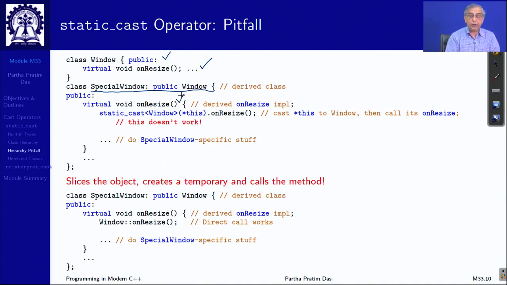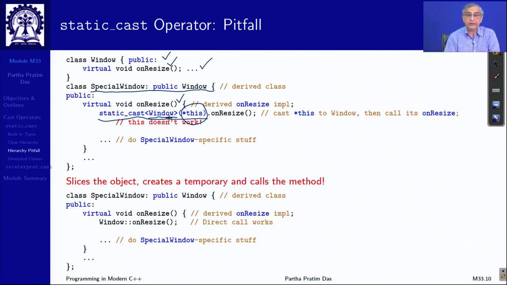So, when you resize, what you would want is that the basic functionality of the resize of the window, the parent class, should be called first, so that the basic resizing is done, and then the extra work that you need for the special window is carried out. Naturally, for this you want to call this function. So, one common mistake we make is we take the special window object and static cast it to the window object. We say okay, we are doing an upcast because we are going up.